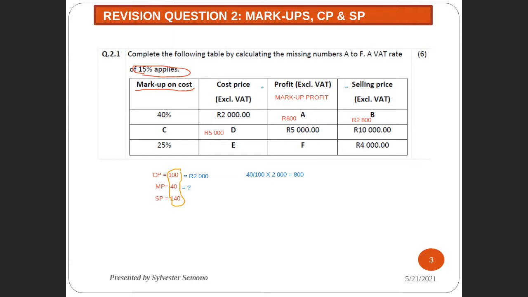The markup is on cost. It means for me to find C, I must go and find the markup given to me and put it on cost. So the markup that I have is going to be 5,000, and this 5,000, I put it on cost. I put it on 5,000. Is everyone on the same page?